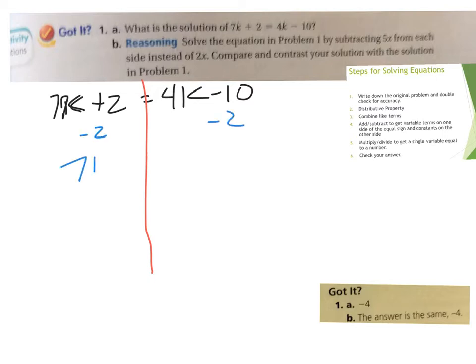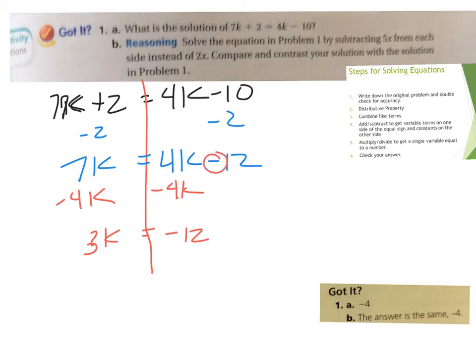So I get 7k equals 4k minus 12, because negative 10 minus 2 is negative 12. Now we're going to get rid of that 4k. Subtract that away. So I get 3k equals negative 12. Don't lose that minus sign there. It's a negative sign really. Divide off your 3, and k equals negative 4.